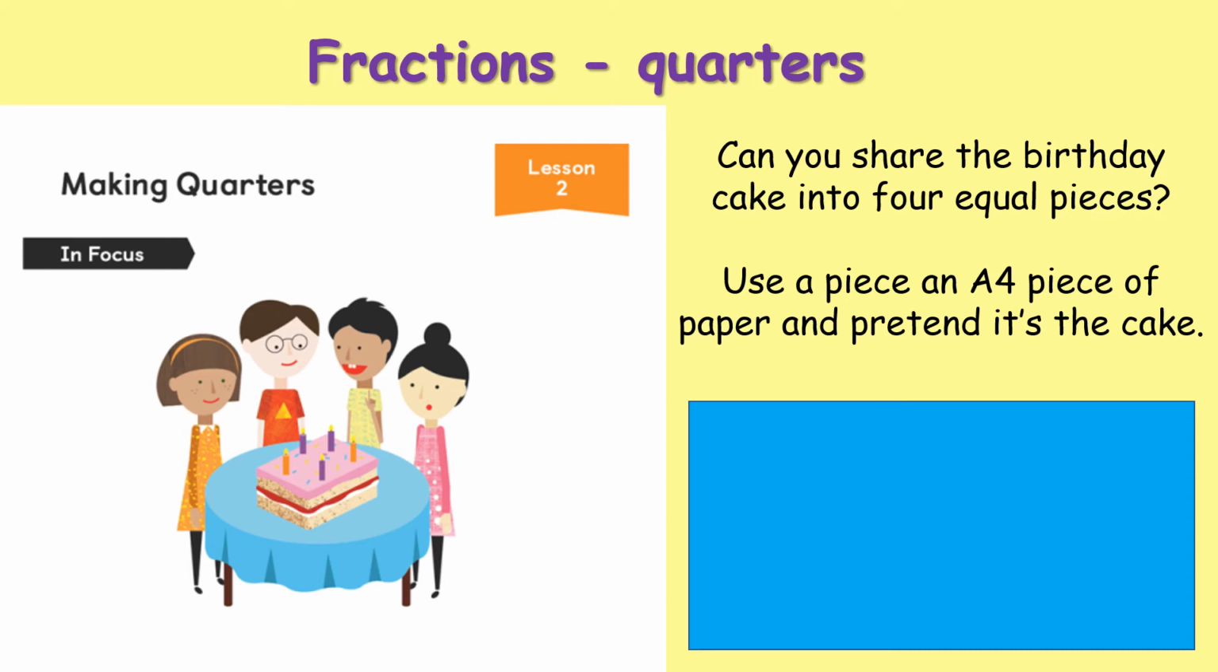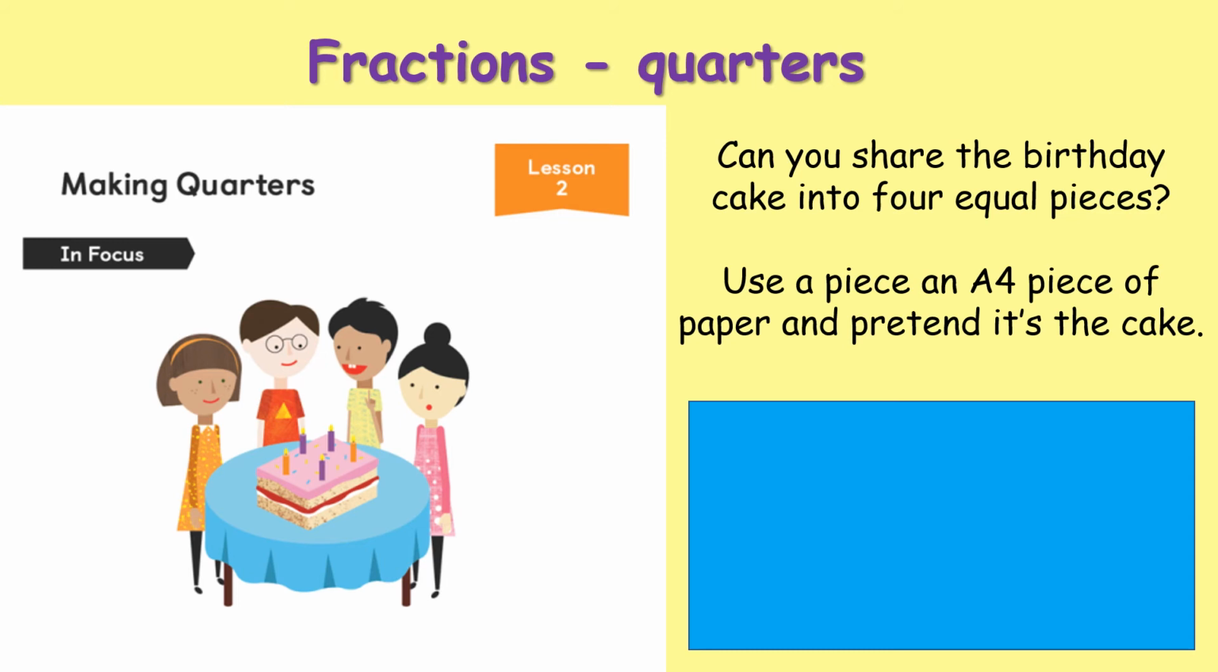Okay, so can you get a piece of paper and have a go at doing that for me, children? You could either fold it or you could get a ruler and you can cut it. But remember, the pieces have to be the same. Okay, we need 4 equal pieces. Okay, so you can pause the video and have a go at doing that, children.